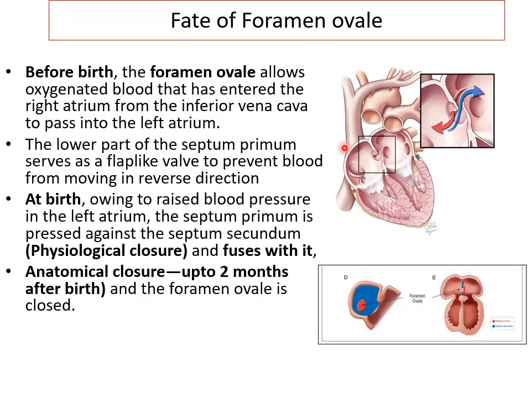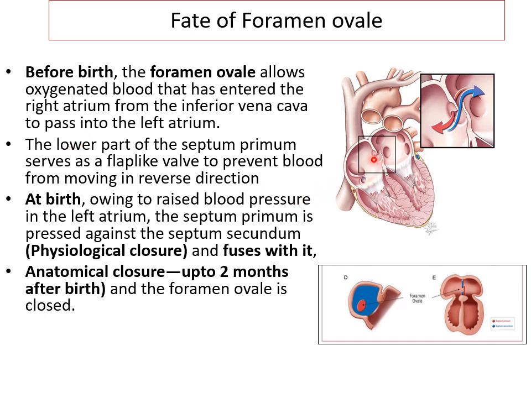Now remember, this foramen ovale, we said, has been formed to allow blood to flow from right to left side. When you do fetal circulation, you will understand why. Basically the foramen ovale allows oxygenated blood that has entered the right atrium from the inferior vena cava to pass into the left side. Why? Because there is no lung function, no pulmonary circulation in the fetus, right? So it's the umbilical vein that is bringing oxygenated blood from the mother, from the placenta, pouring it into the inferior vena cava, which is then entering the right atrium. So from right atrium to left, there is oxygenated blood passing.